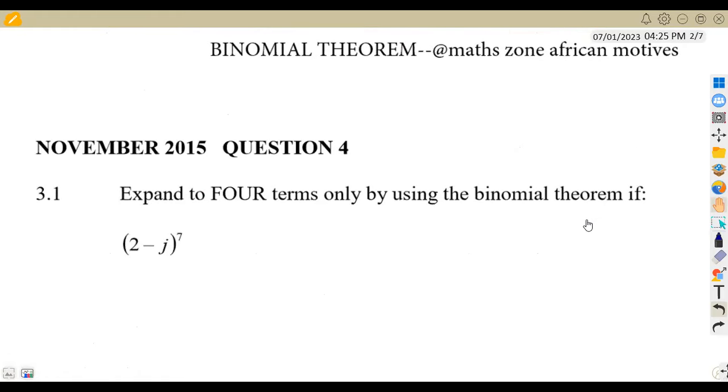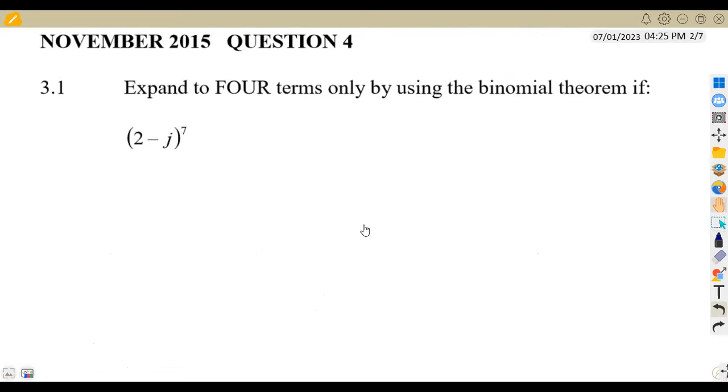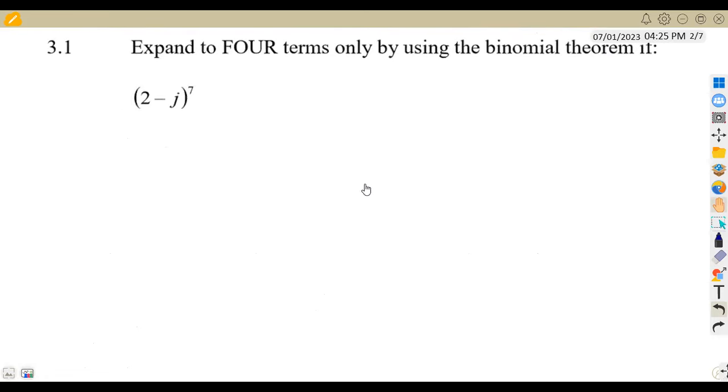All right, November 2015, question number 4. Expand to 4 terms only by using the binomial theorem (2 minus j) to the exponent of 7. Okay, we are given (2 minus j) to the exponent of 7.